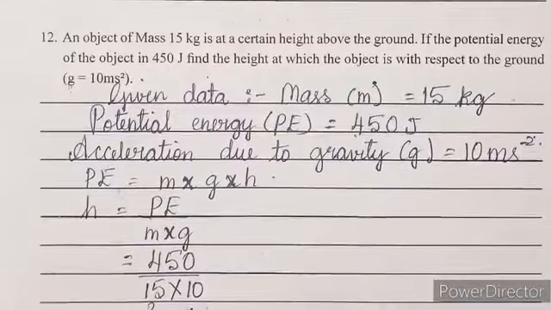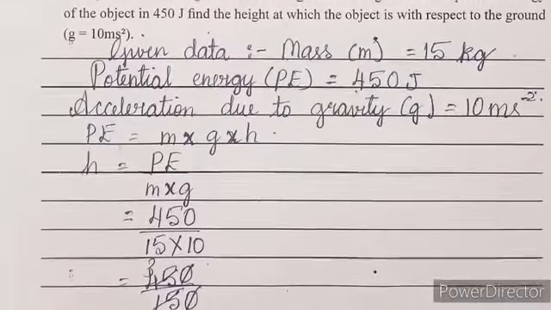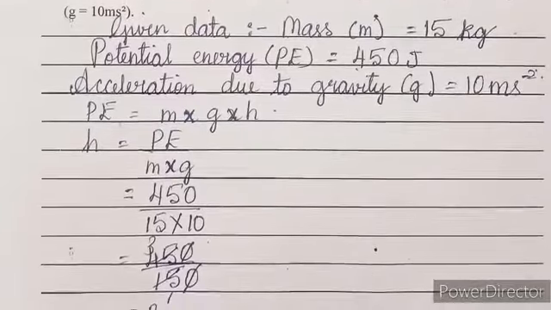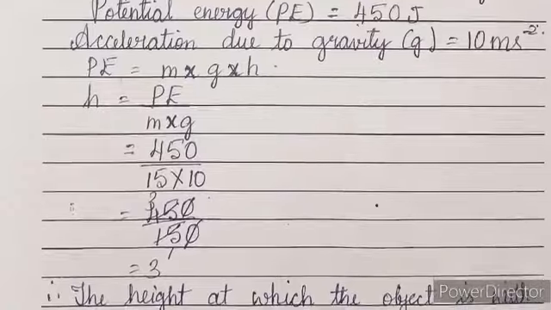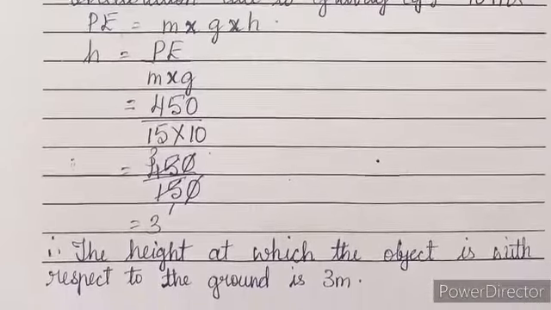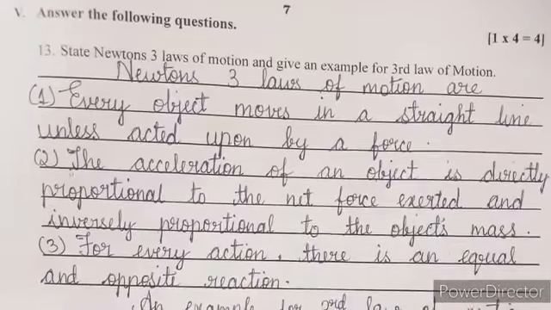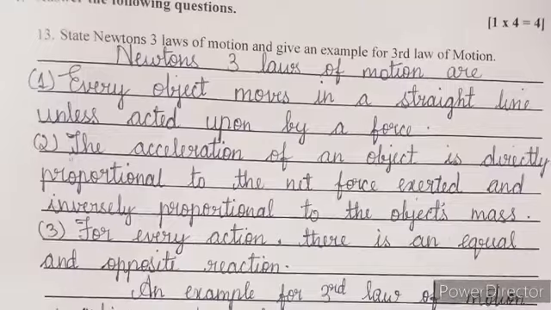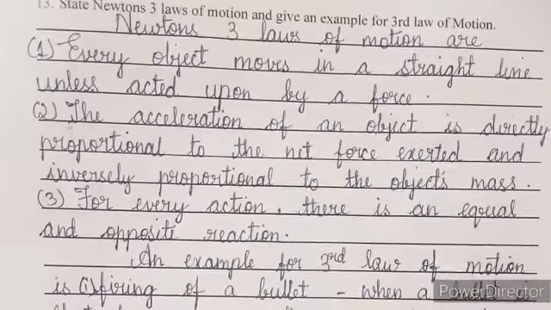Next question, an object of mass 15 kg is at a certain height above the ground. If the potential energy of the object is 450 J, find the height at which the object is with respect to the ground. g is equal to 10 m/s squared. Here I have solved the answer with the formulas. Next question, only one question is there which carries 4 marks. State Newton's 3 laws of motion and give an example for third law of motion.